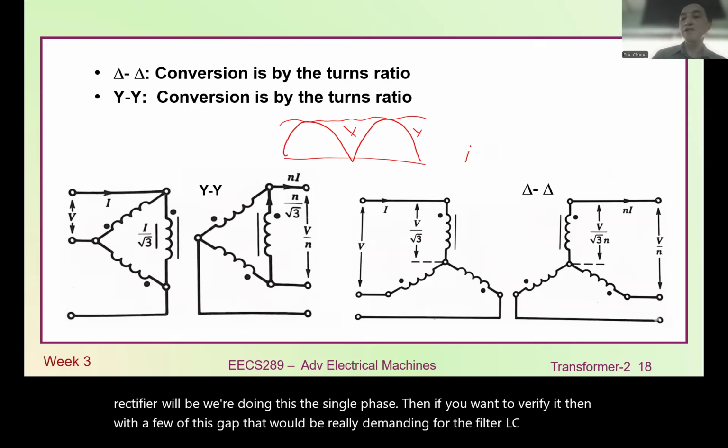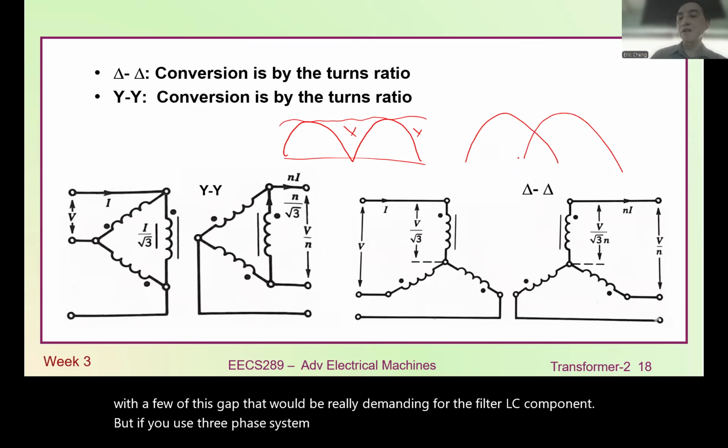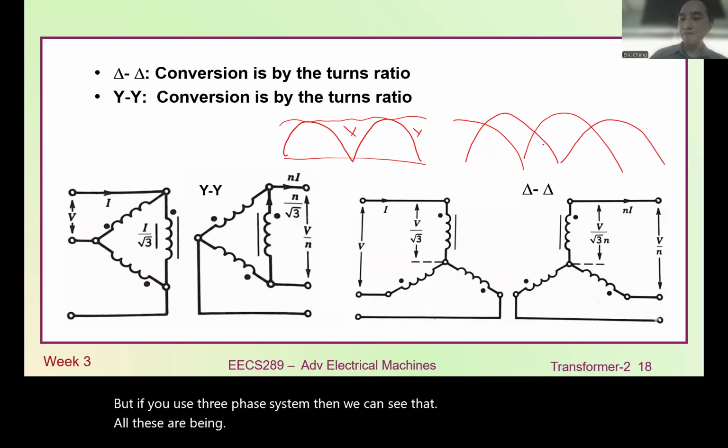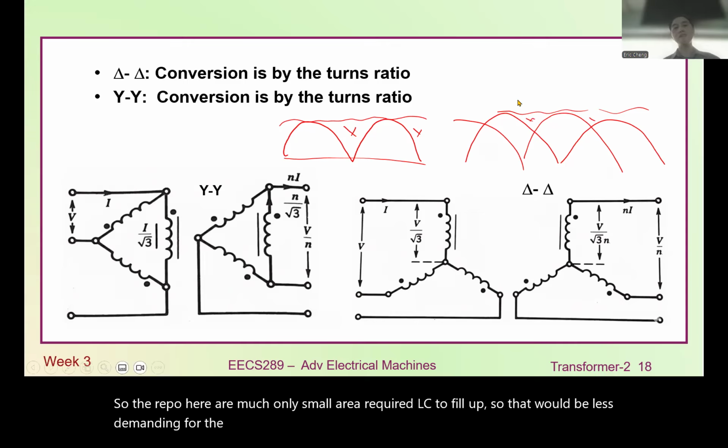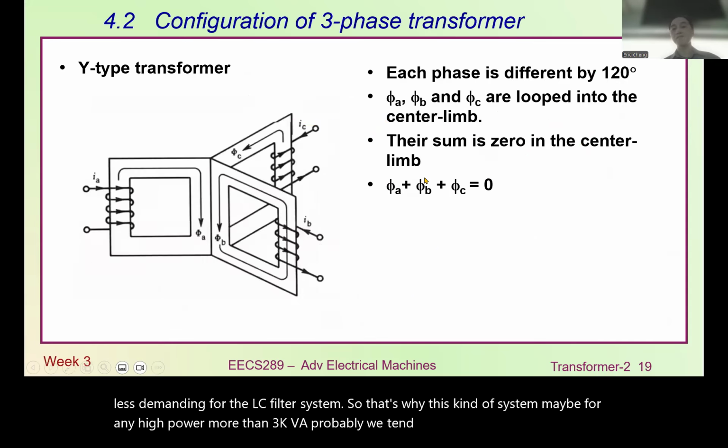But if you use a three-phase system, then we can see that the ripple here is only a small area that requires the LC to fill up. So that will be less demanding for the LC filter system. That's why for any high power, more than 3 kVA, we probably tend to use the three-phase system. So the configuration will be like that.